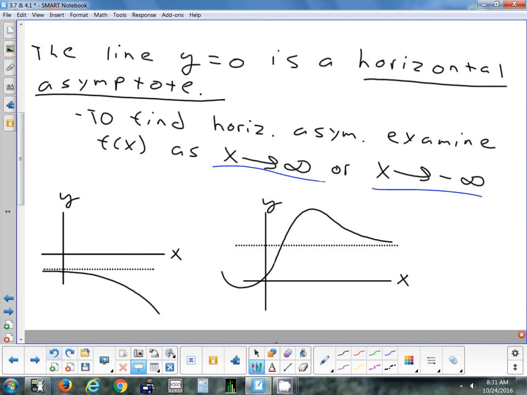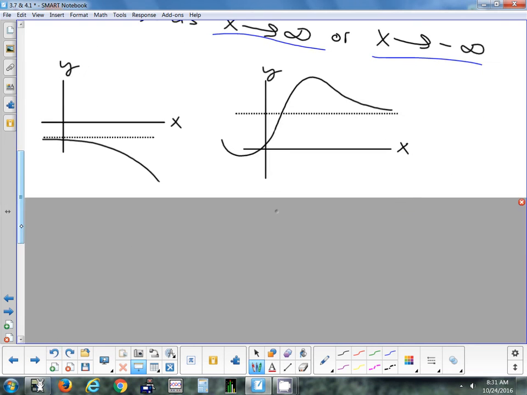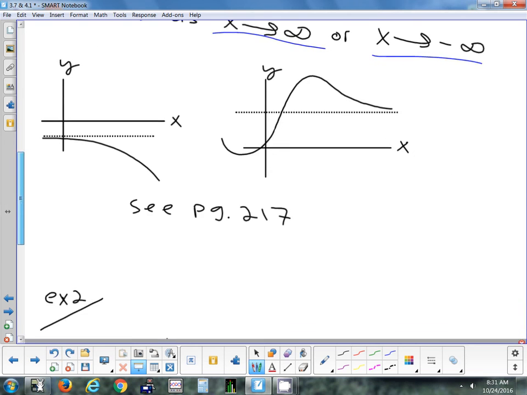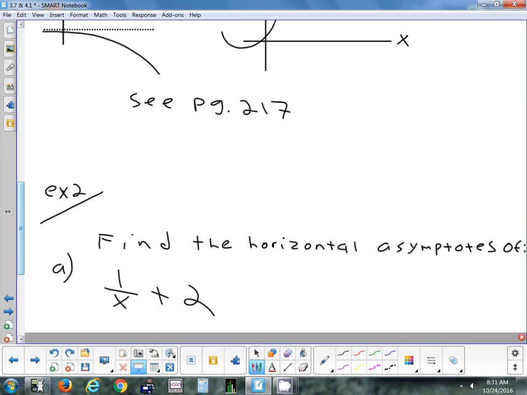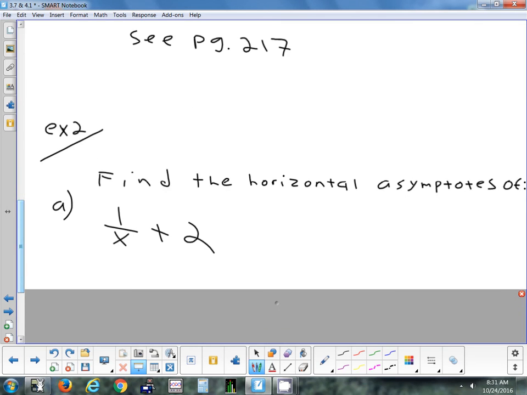All right, so next I'll give you a couple of functions and we'll look at what the horizontal asymptotes are. Now, first of all, a horizontal asymptote is an equation of a line. It's an equation of a horizontal line. The equation of a horizontal line always starts out with what letter equals? Yep, it always starts out y equals.